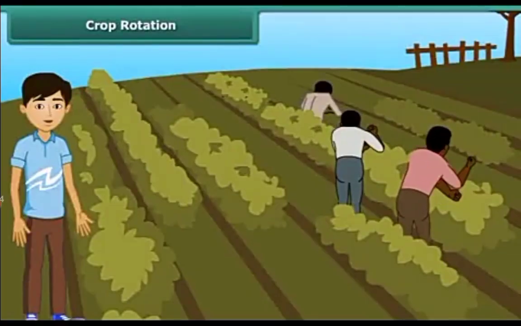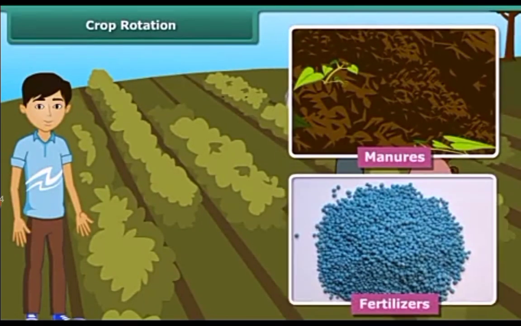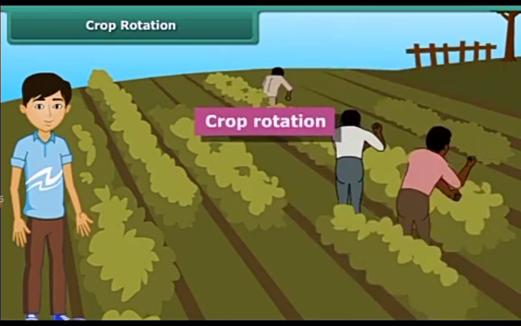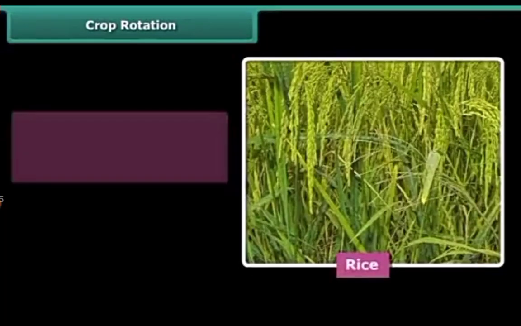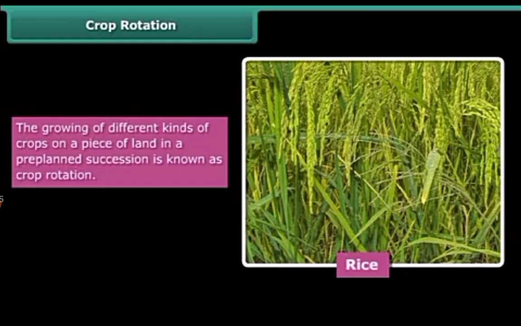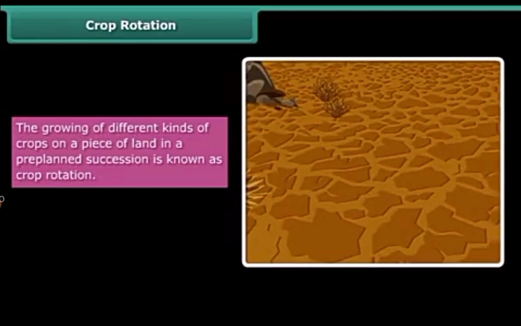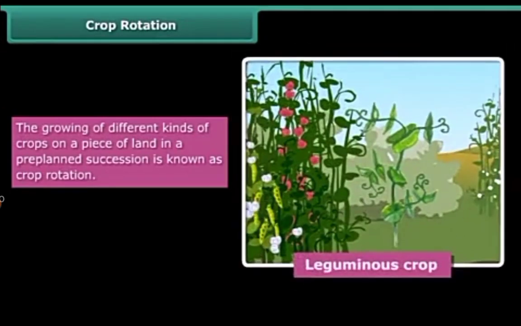Till now we have learned about manures and fertilizers and their uses. Now let us move on to know another method of replenishing the soil with nutrients. It is known as crop rotation. Do you know, when a cereal crop like rice is grown in the soil, it uses up a lot of nitrogenous salts, so that if another cereal crop is grown in the same soil, the soil becomes nitrogen deficient. So by rotation, a leguminous crop should be grown after a cereal crop.